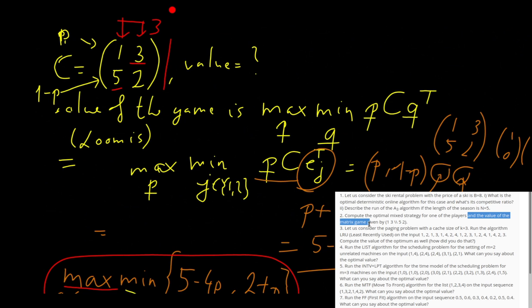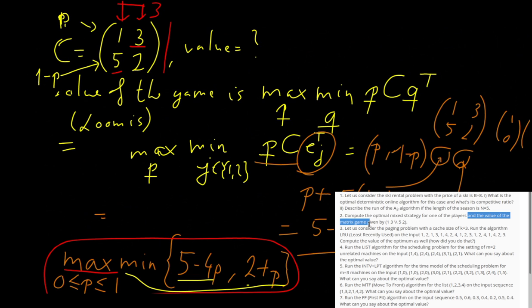And for the other player, we should just compute the maximum of the minima of the rows. The minimum of this row is 1, the minimum of this row is 2, and the maximum of these is 2. So if you want to make a sanity check on your result, you just do the minimax operation: the max-min of the rows and the min-max of the columns.